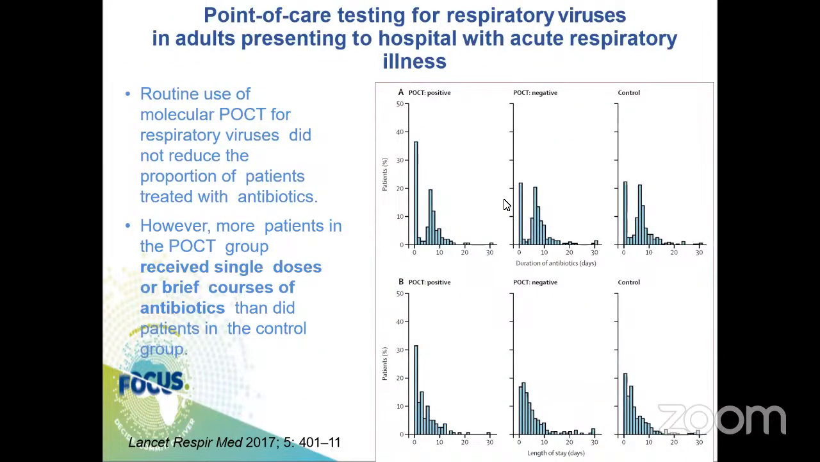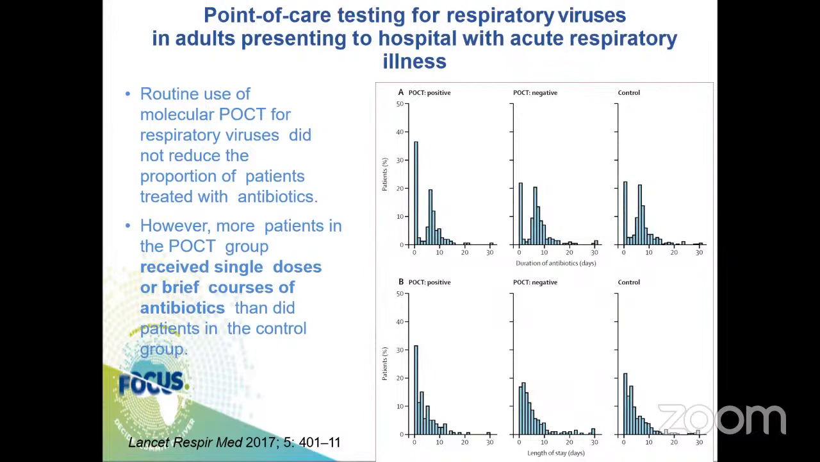Okay, so again, the routine use of molecular point of care testing for respiratory viruses did not reduce the proportion of patients treated with antibiotics. But again, how do we push this and spread the gospel and tell them that the syndromic approach is the way to go, whereby you can tell this is not a viral infection, or you do not need an admission to wait for a culture report, as much as it is still the gold standard? So there are many questions still to be answered.